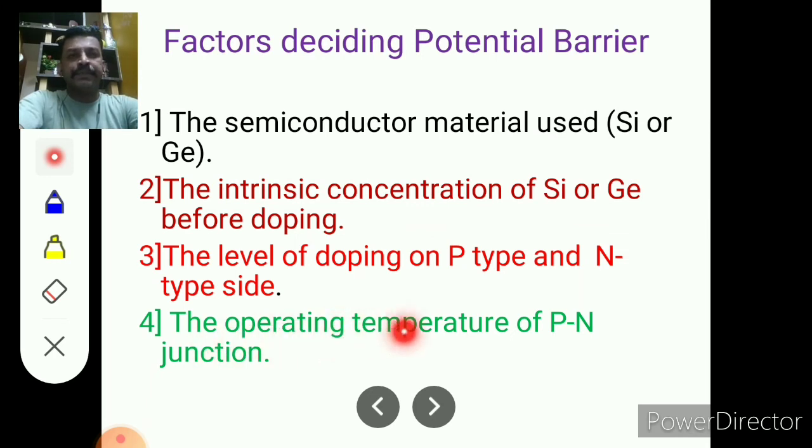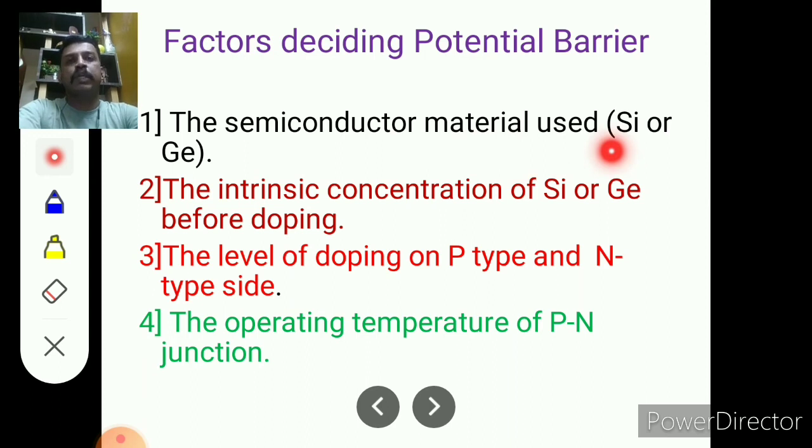The last one is the operating temperature of the p-n junction. At what temperature the p-n junction is operated, at 0 degrees Kelvin or at room temperature. So depending on these four different factors, the potential barrier may vary: the semiconducting material, silicon or germanium; the intrinsic concentration, how pure the silicon or germanium crystals are; the level of doping, how much impurity is added in the p-type and n-type semiconductor; and the operating temperature.